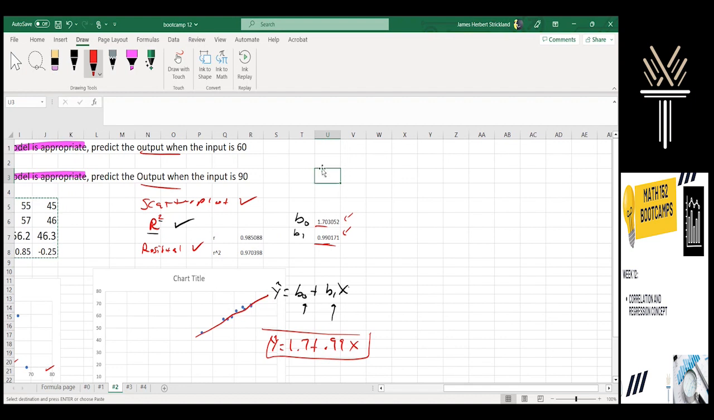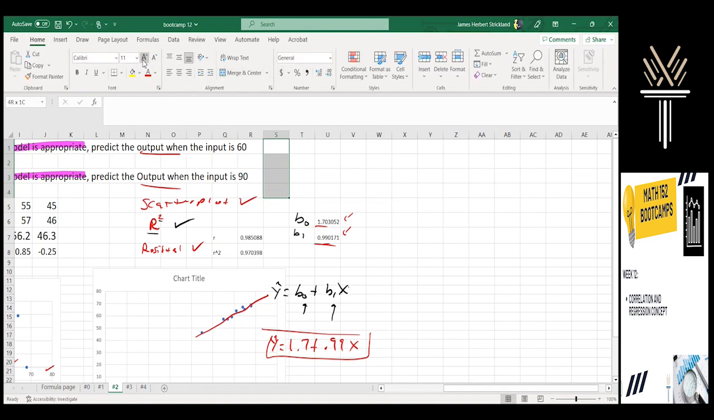So let's actually make our 2 predictions. Let's predict when the input is 60. We know it would be, making my font larger here, equal to 1.7 plus 0.99 times my input of 60, literally plugging it into the formula, and 1.7 plus 0.99 times 90. And there's our predictions.